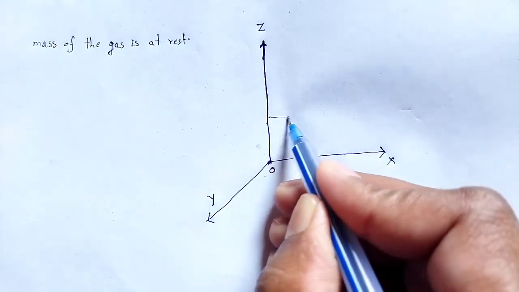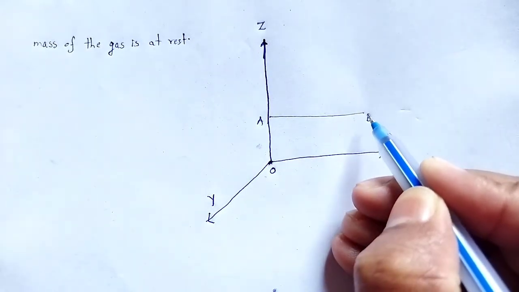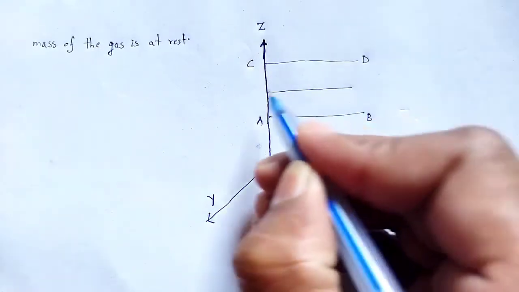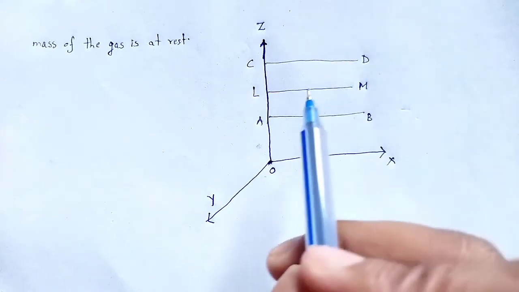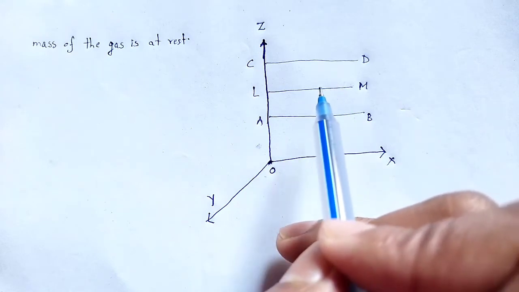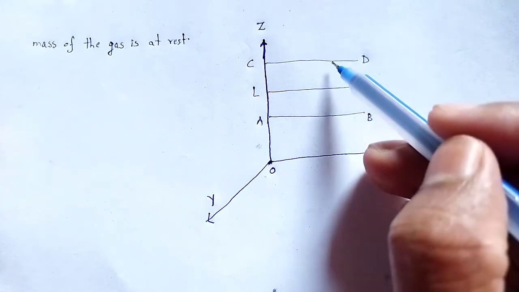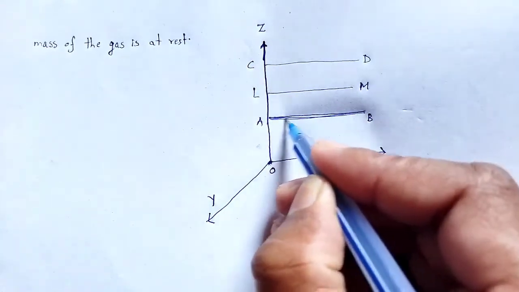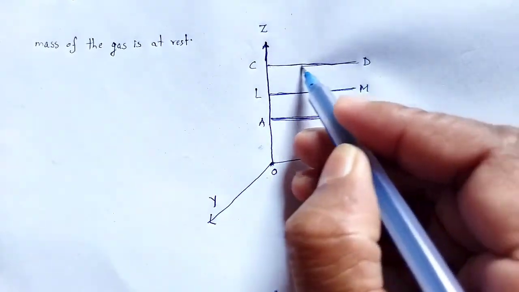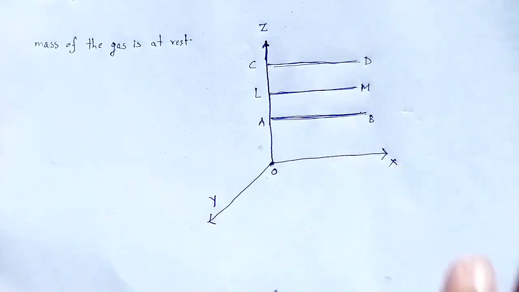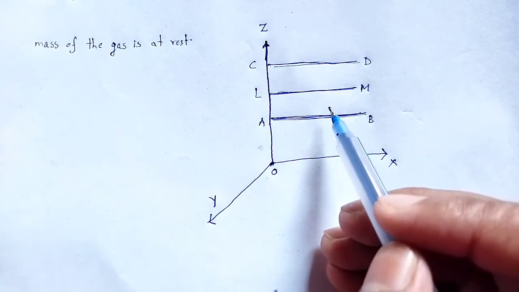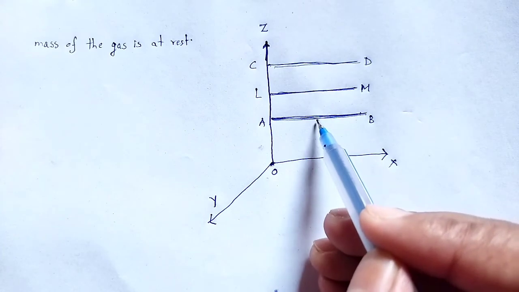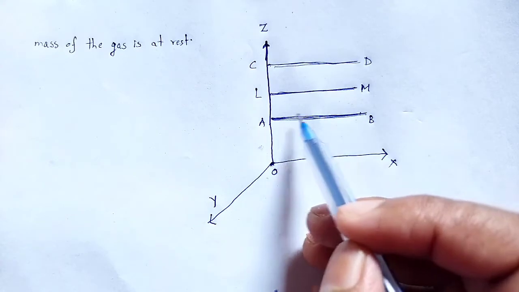Take the lines AB, CD, LM, with three horizontal planes in the gas, so that temperature increases as we go from AB to CD. Here is the plane passing through AB, the plane passing through LM, and the plane passing through CD. So the temperature here, compared to the region LM, is lower. Gradually the temperature increases as we proceed from AB to CD.